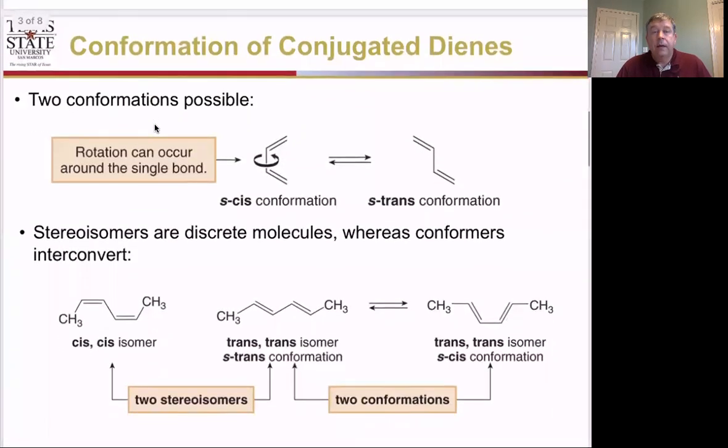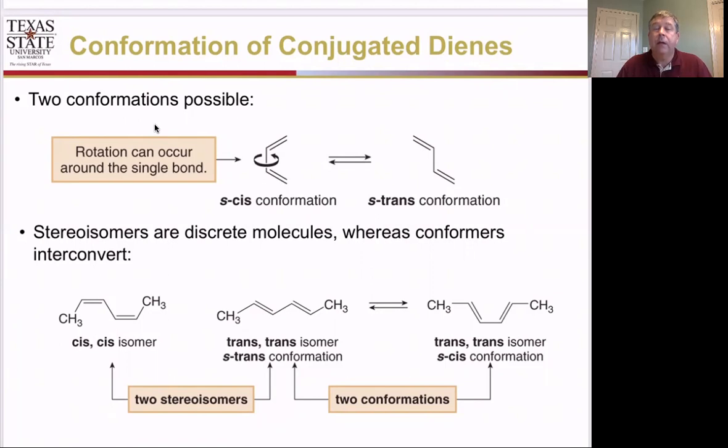Now, we do have conformations available to us in the dienes because remember the sigma bond does have free rotation around it, the pi bonds don't. So once a double bond is in a cis configuration, you have to break that double bond to get it out of the cis configuration. But the sigma bond can rotate.